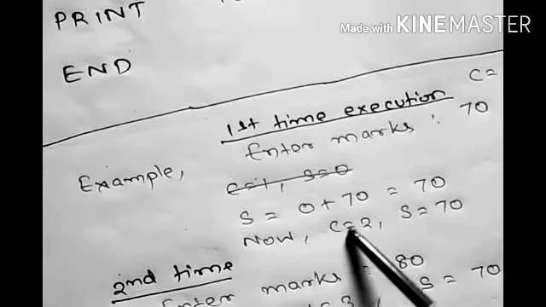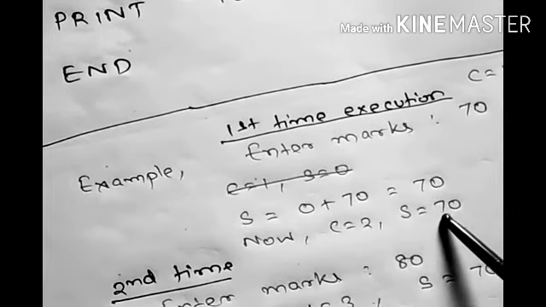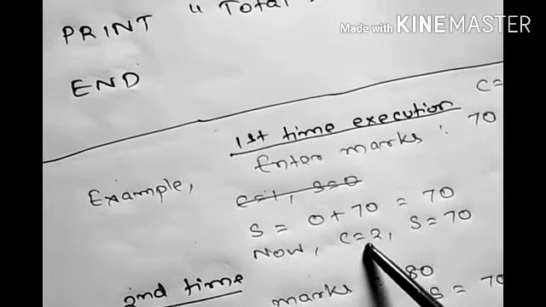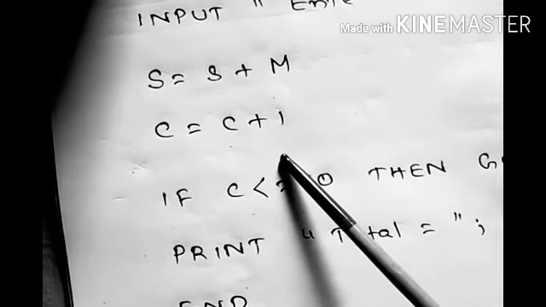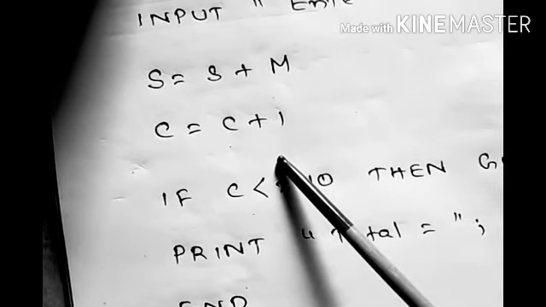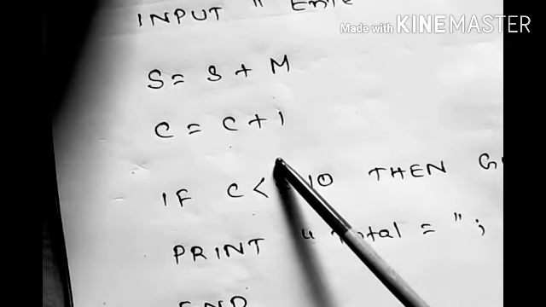Now 1 plus 1 will be 2, that 2 will be stored in C again, and the value of C will be updated to 2 now. So C has become 2 and S has become 70. C equal to 2 means now it is heading towards the second repetition. That means second time it will again repeat. For that reason it is 2.